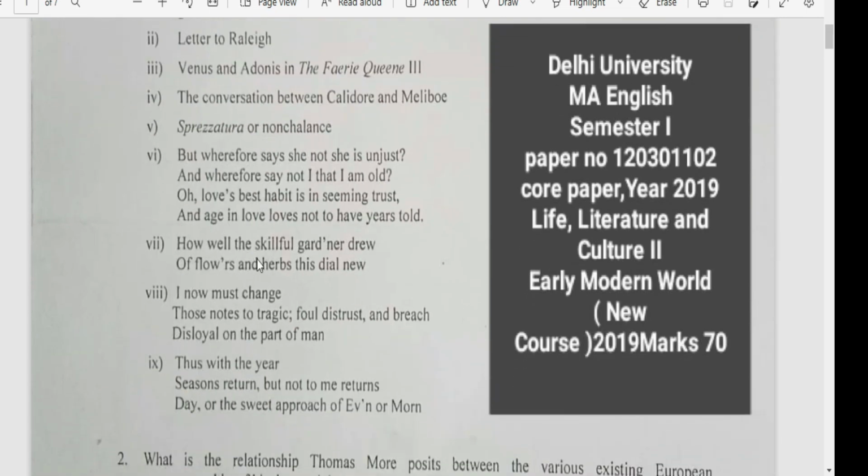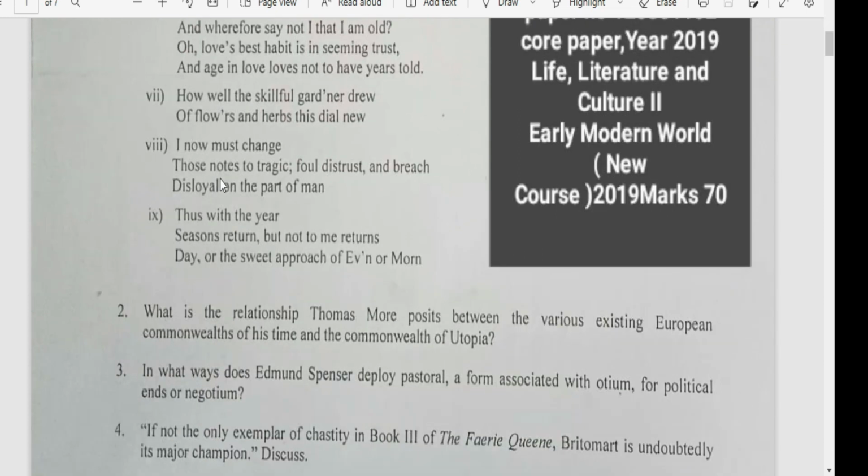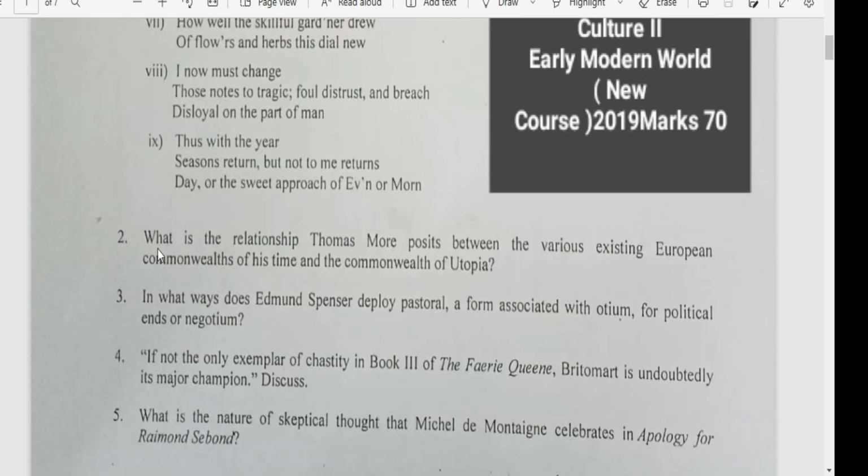Now, these 9 questions you can write as short notes, keeping in mind that each question will be marked for 5 marks only. So in this way you do 5 questions only, and you have ample choice.